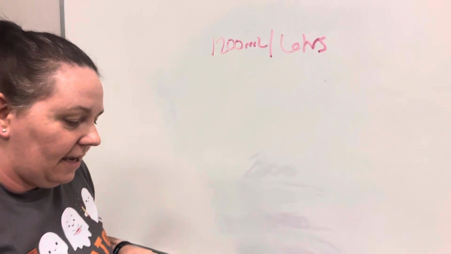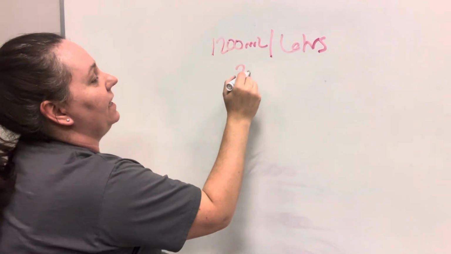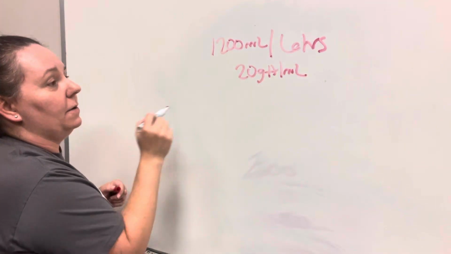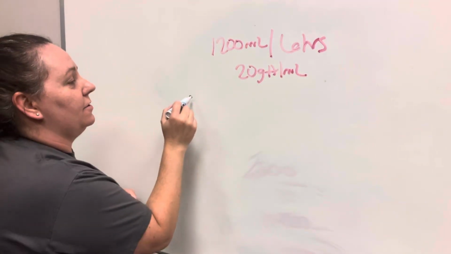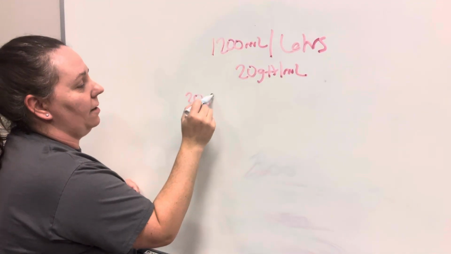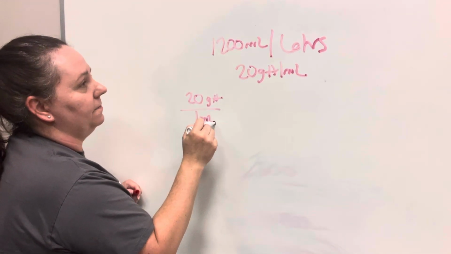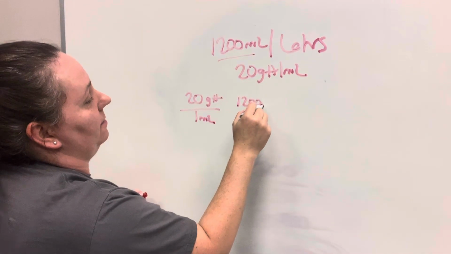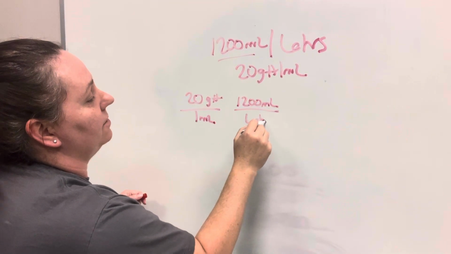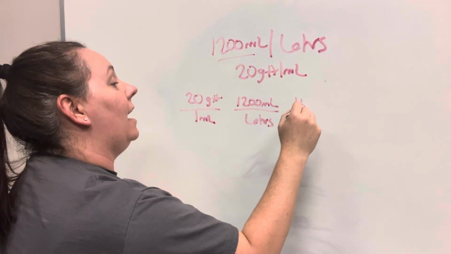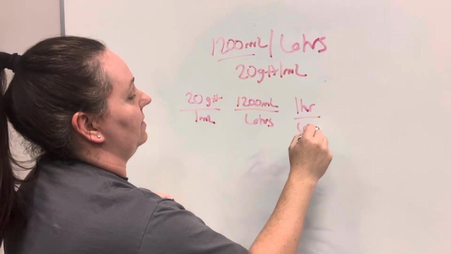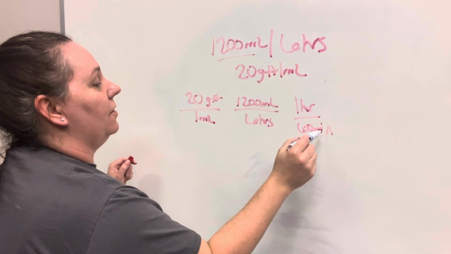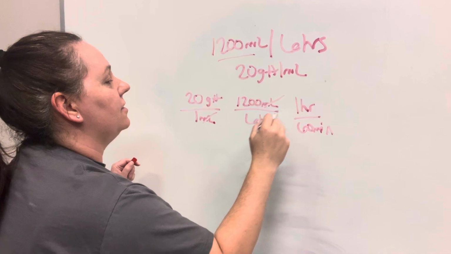Okay, and we have a drop factor of 20 drops per milliliter. So again, we want drops per minute, so we're going to start over here with drops. So we've got 20 drops per 1 milliliter. And we know we want to infuse 1,200 milliliters over 6 hours. And 1 hour is 60 minutes, because we want drops on the left side of the equation and minutes on the right, and we're going to cancel out our milliliters and our hours.